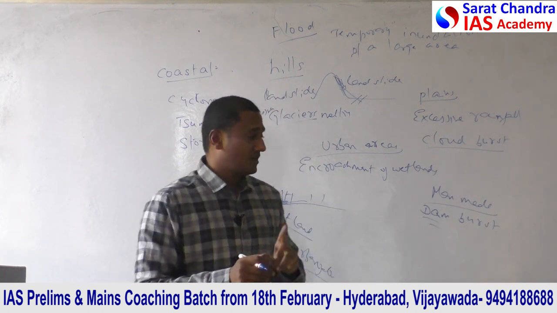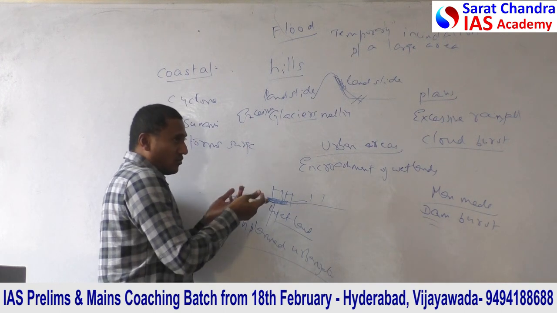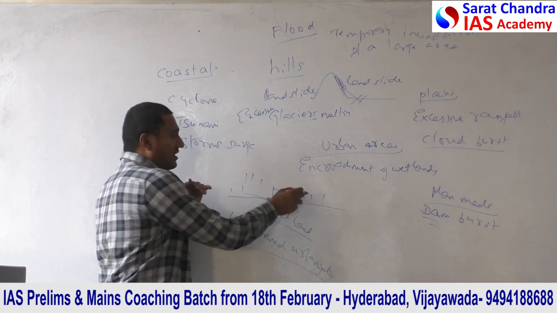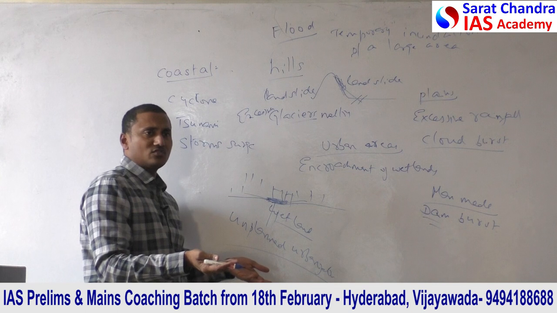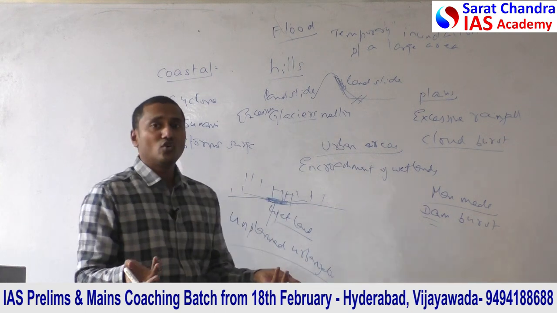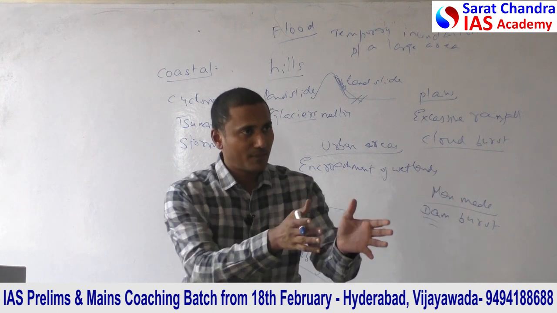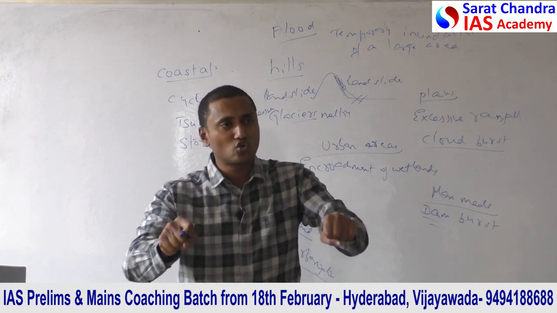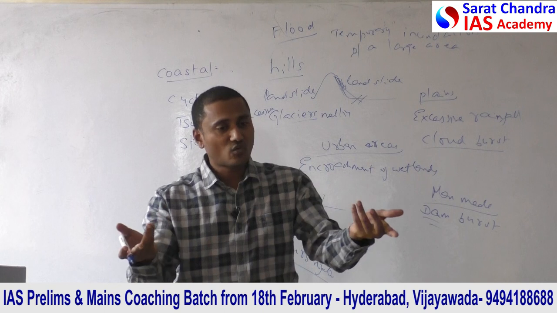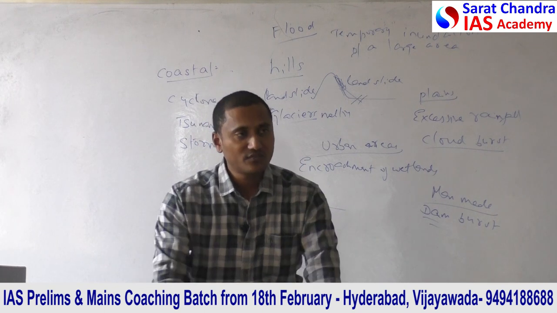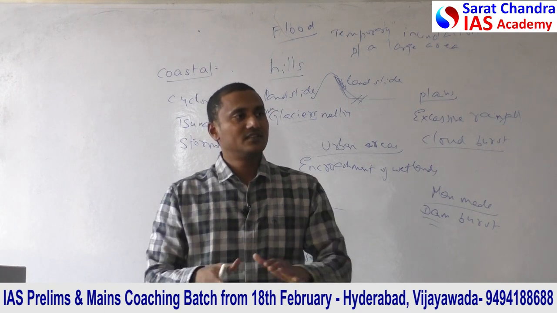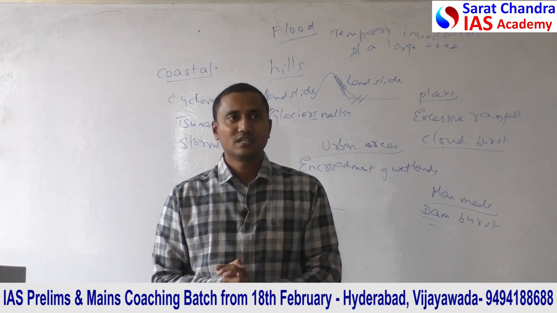Because of which, number one, tomorrow when there is heavy rainfall, not heavy, even normal rainfall, water has no place to go. Water has to go somewhere now. But all the paths of water are choked, stopped. So water cannot go anywhere. That's why water will stagnate there. It's called urban flooding. One problem.